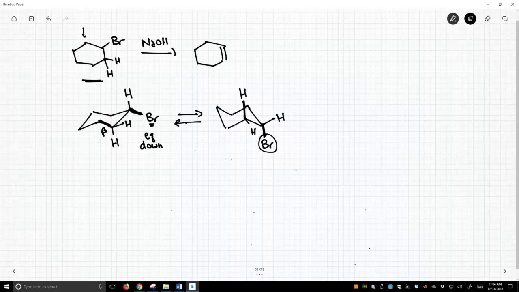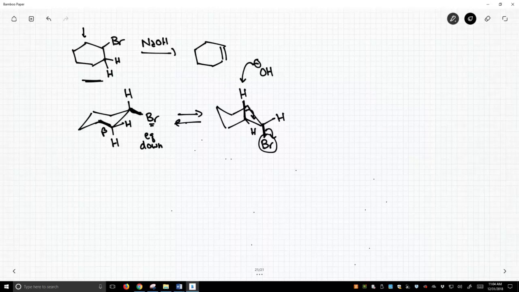So these axial groups are more able to undergo this elimination because they're anti to each other. So now our hydroxide can attack the beta hydrogen, that bond breaks, and it can kick out our halide, and we can meet this anti-requirement for this reaction.